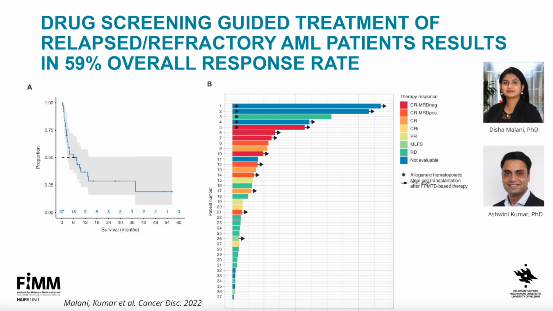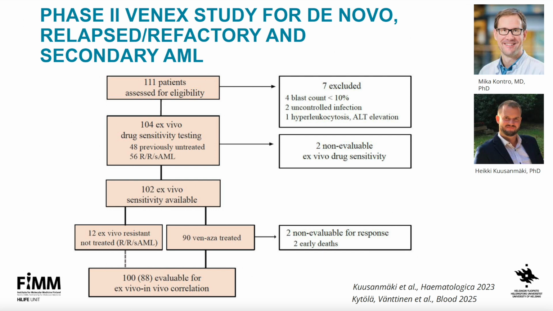But then another thing we wanted to know was also if our ex vivo assay would actually be predictive of patient response. So one of the new drugs and drug combinations that was approved for AML while we started this project was the BCL2 inhibitor venetoclax in combination with the hypomethylating agent azacitidine. So my colleague Mika Contro and also another colleague, Heikki Kusimäki, who are both former students from the group, started a clinical study called the VENIC study.